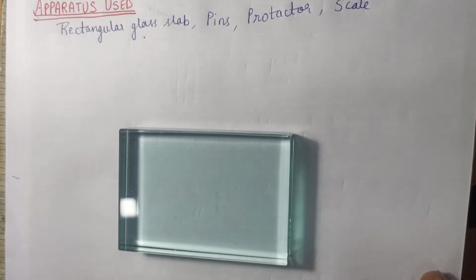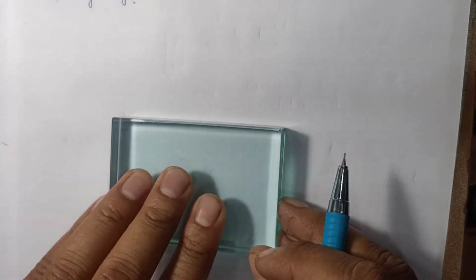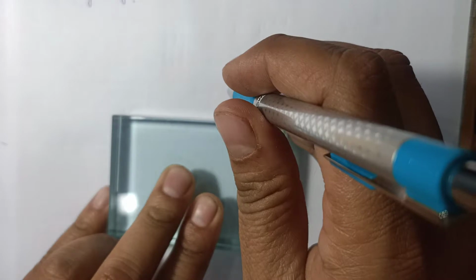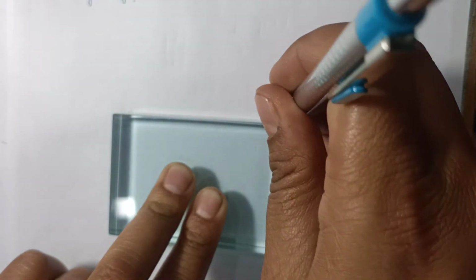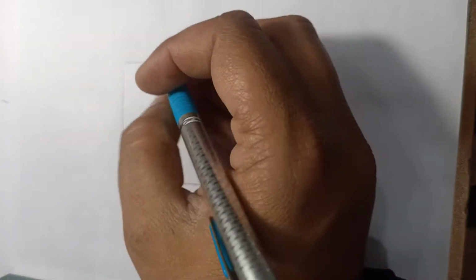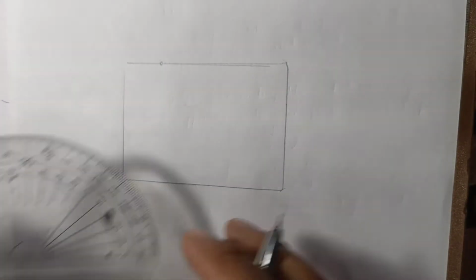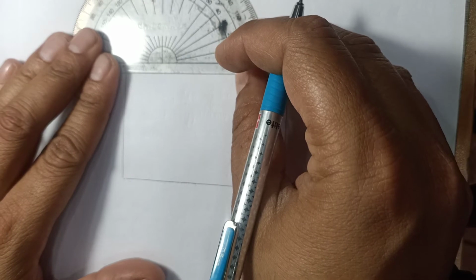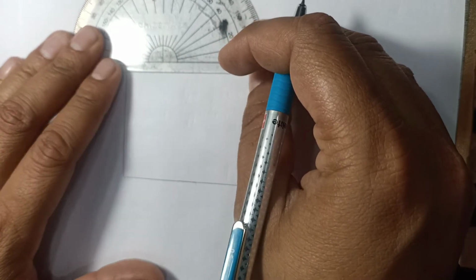slab. So what we have to do is, first of all, take a replica of this rectangular glass slab like this. So we have taken a replica of this rectangular glass slab. Now choose any point over here. इस पॉइंट पे रखकर आपको क्या करना है, प्रोटेक्टर को रखना है and you have to draw a normal because we know that all the angles are measured from the normal.